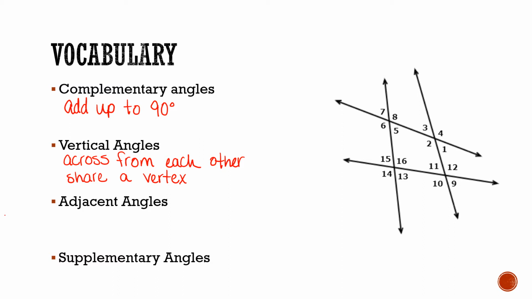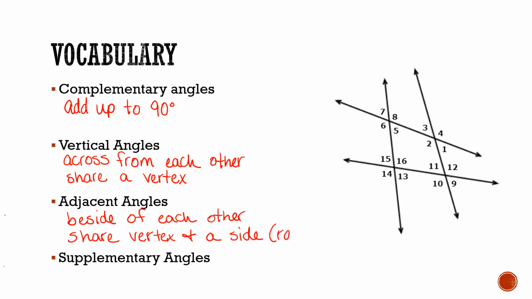Okay, adjacent angles are beside of each other. And an adjacent angle will share a vertex and a side or a ray. And then supplementary angles are very similar to complementary angles because they add up to 180 degrees. So two angles that add up to 180 degrees are supplementary angles.